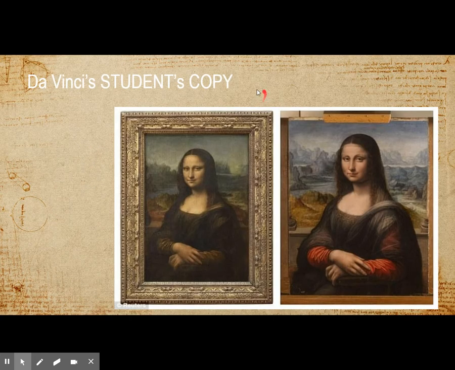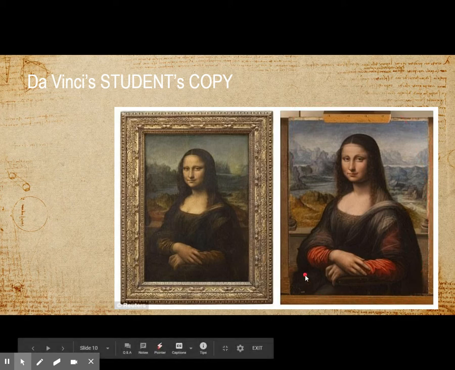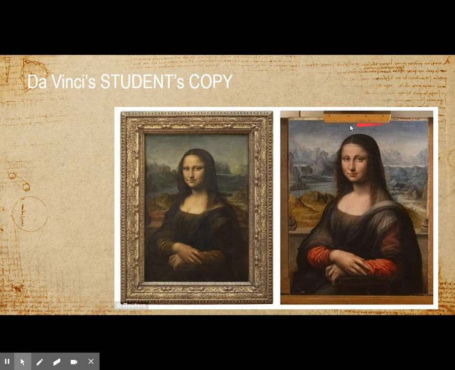A student was working alongside Da Vinci, painting the Mona Lisa, La Gioconda, at the same time. And they just recently found this here in the 21st century. And she has not been exposed to the elements quite like the original has.